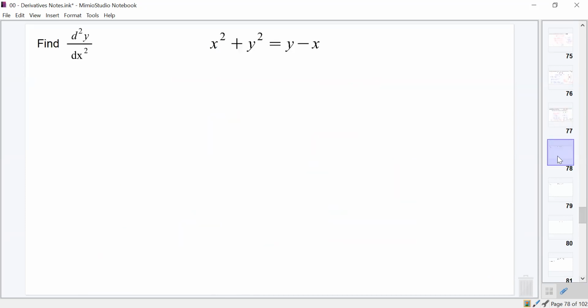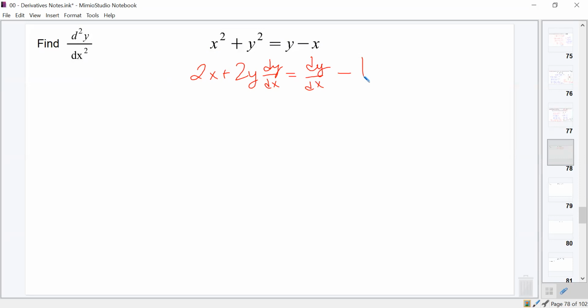So we're going to add one little piece to this now. This notation we've seen fairly recently here. This means the second derivative of this equation with respect to x. So in order to do that, the first thing we can do is find a derivative. 2x plus 2y dy/dx, because we're doing this with respect to x, is equal to the derivative of y with respect to x minus 1.